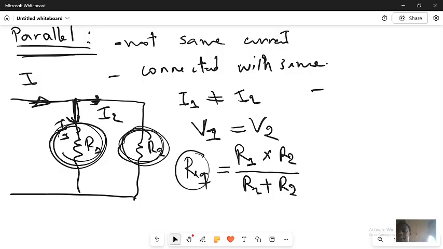In parallel, the voltage across this one is the same as the voltage across this one. If I had a source here, this source is also parallel with this one and with this one. It means that V1 equal V2 equal the value of V. That is the voltage in parallel.